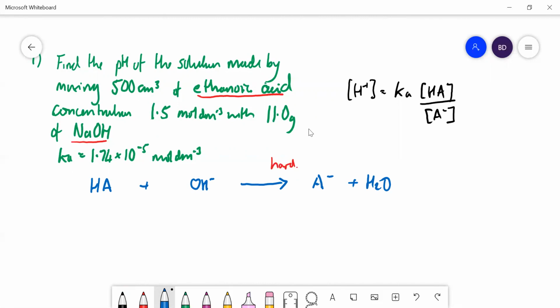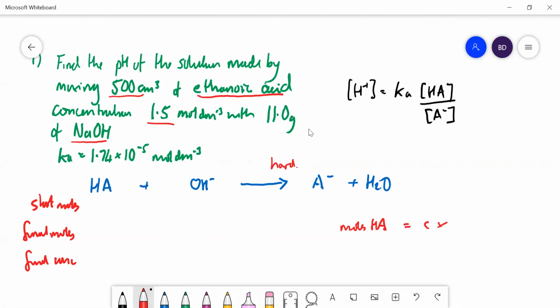Right, and then what we do here is we write down start moles, final moles, and final concentration. So we've used this approach really when we were doing equilibrium constant Kc and Kp, and that's quite a good way of doing it. Right, so let's say moles HA. What do they give us? They give us the volume and they give us the concentration. So it's concentration times volume. The concentration is 1.5. The volume is 500 centimeters cubed, 0.5. So that is going to give us 0.75 moles. Okay, so we put that number in there.